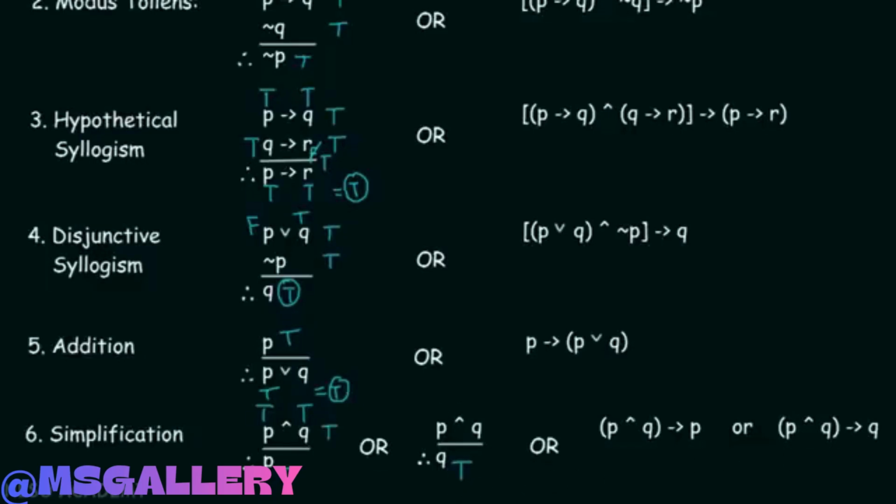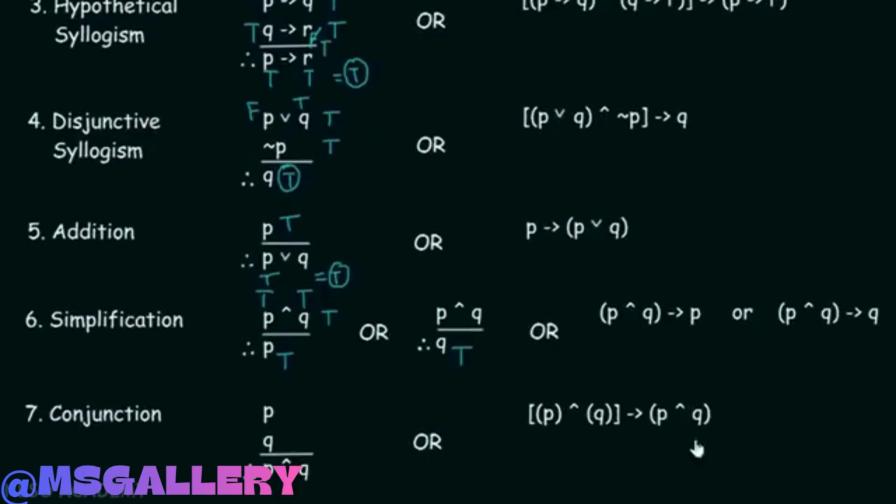Let's consider the seventh rule, that is conjunction rule. P, Q, therefore P and Q. Now, if P is true and Q is true, then definitely P and Q becomes true, right? This is according to the conjunction law, and hence it is a valid argument. We can write this argument as (P and Q) implies P and Q.